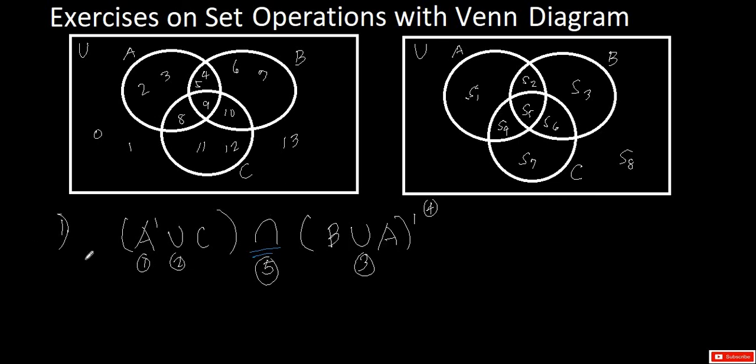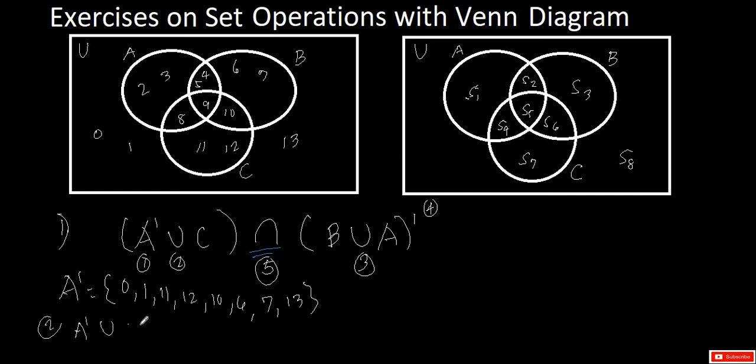Okay, so let's try. First, let's take A complement. What are the elements of A complement? All elements that are not in A: 0, 1, 11, 12, 10, 6, 7, and 13. Okay, union with set C. So we have here step 2, A complement union C.